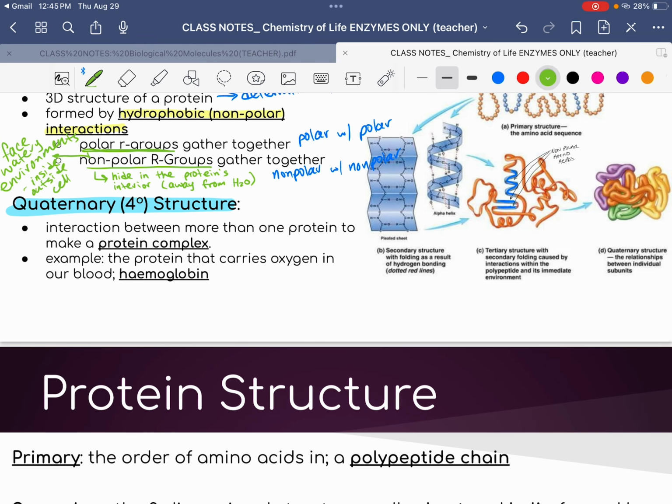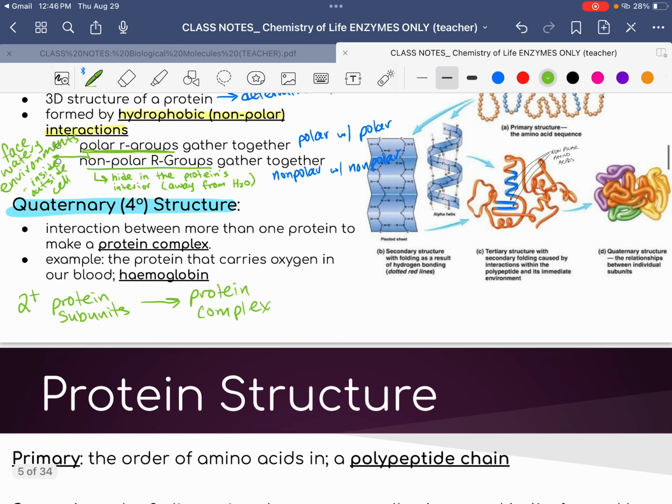Okay, and then the last structure is called quaternary structure. And quaternary structure is when you have more than one subunit. So two or more protein subunits that come together to form a protein complex. So here in this example, this is hemoglobin.